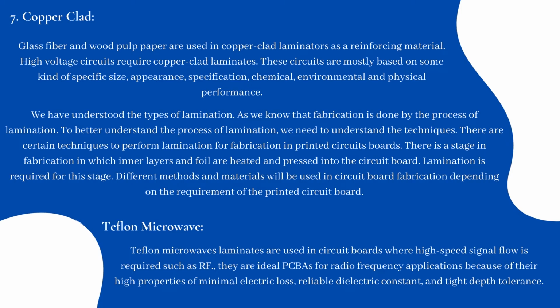As we know, fabrication is done by the process of lamination. To better understand the process of lamination, we need to understand the techniques. There are certain techniques to perform lamination for fabrication in printed circuit boards. There is a stage in fabrication in which inner layers and foil are heated and pressed into the circuit board. Lamination is required for this stage. Different methods and materials will be used in circuit board fabrication depending on the requirement of the printed circuit board.